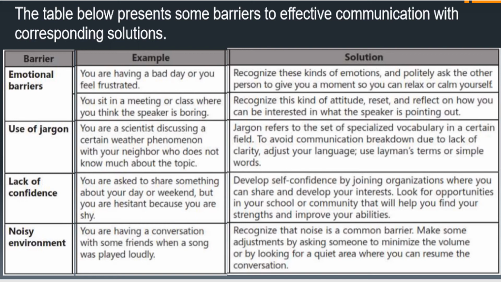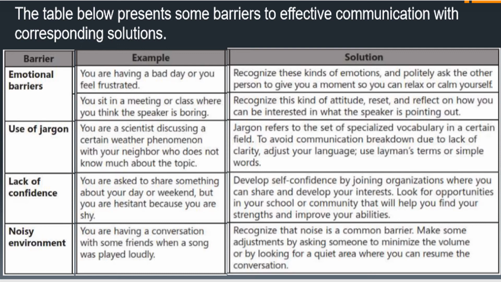The first barrier is the emotional barrier. Example, you are having a bad day or you feel frustrated. So your solution is to recognize these kinds of emotion and politely ask the other person to give you a moment so you can relax or calm yourself. Next example of the emotional barrier: you sit in a meeting or class where you think the speaker is boring. So the solution is to recognize this kind of attitude, reset, and reflect on how you can be interested in what the speaker is pointing out.